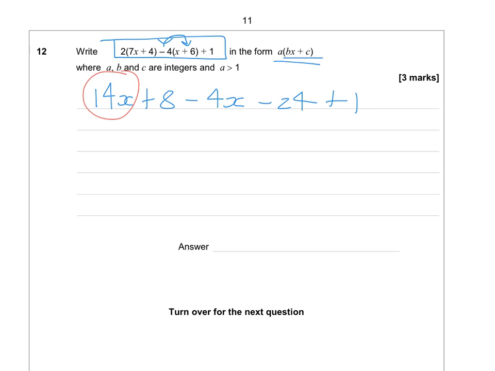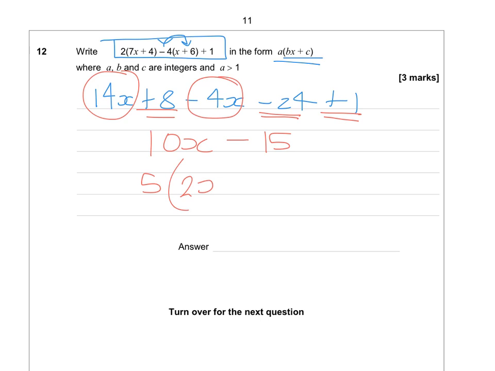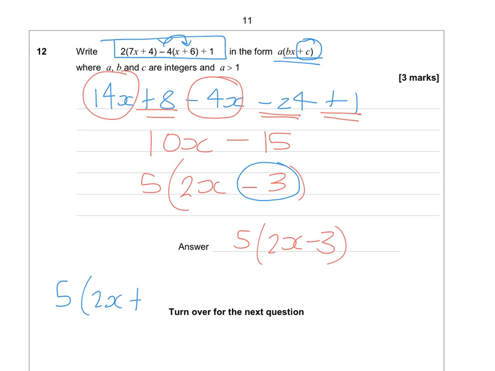If we collect like terms, 14x minus 4x gives us 10x. 8 minus 24 plus 1 gives us negative 15. And then if we factorise 5 out, we have 5 bracket 2x minus 3, and that is the answer. There may be some confusion as to why it says plus c here when we have minus 3, but effectively what we're doing is 5 bracket 2x plus a negative 3, although we don't need to write that.